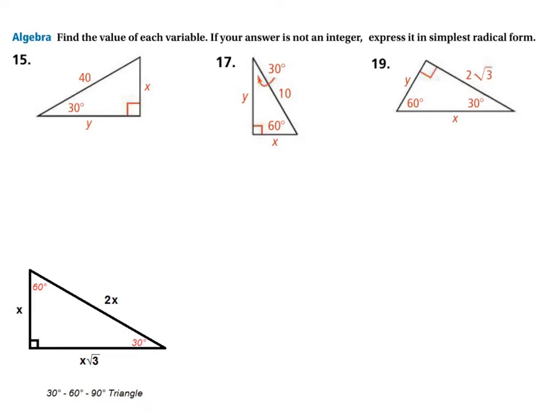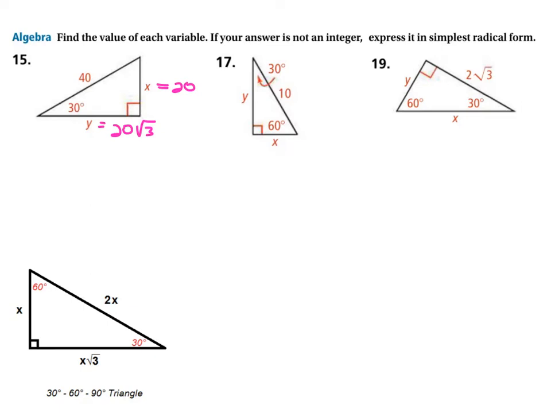So let's take a look at number 15. Number 15 here has a hypotenuse length of 40. And as you can see, that's twice the length of the short side, right? 2x compared to x, the short side. So if the hypotenuse is 40, then the short leg is going to be 20. So x equals 20. And then, of course, we know that whatever that x length is, that short leg is, we want to have the long leg be that value times the square root of 3. So y equals 20 root 3. It's as easy as that.